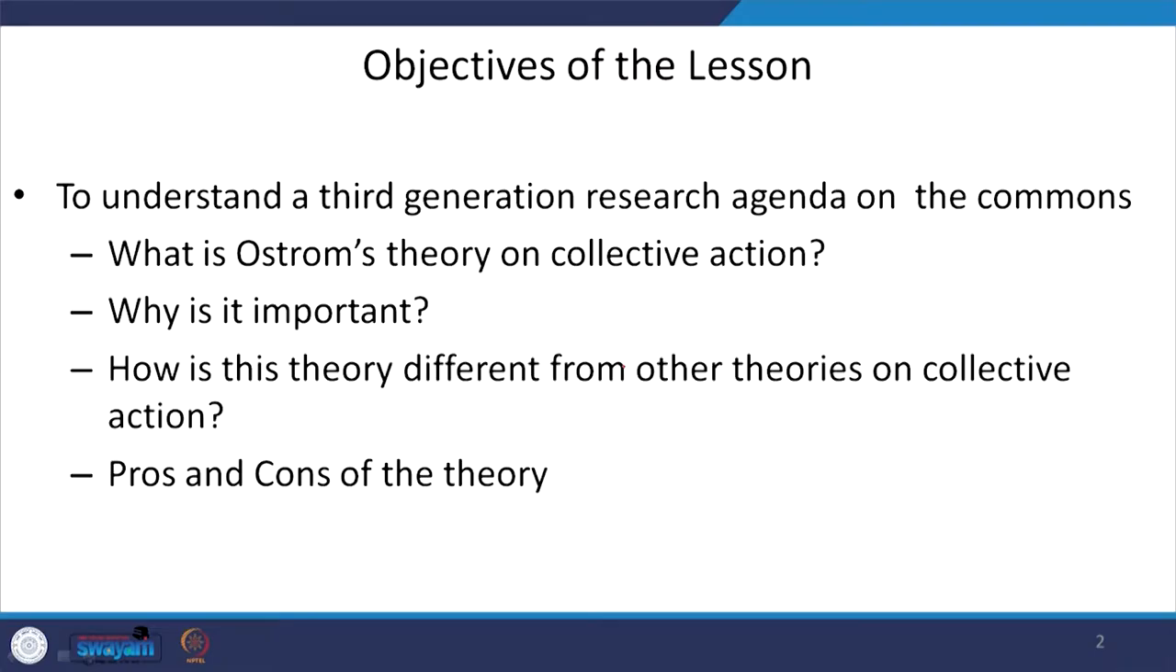In this respect, the key objective of this lesson is to understand the theory of collective action, taking the arguments from Elinor Ostrom, and to understand why this theory is so important, because we have already gone through two important theories on the commons. The second objective of this lesson is to know how this theory is different from other collective action theories. After knowing the importance of the theory and the argument led by Ostrom, we can evaluate the pros and cons of this theory, taking into account the present-day scenario of the commons.